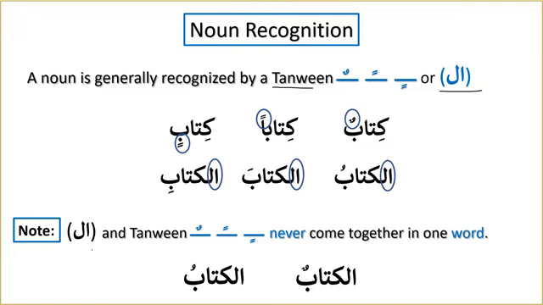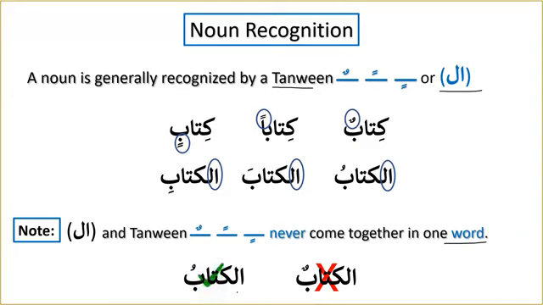Now, a very important thing that we need to know is that al and tanween never come together in one word. So for example, if we say al-kitabun, this is wrong. What is the correct way of writing it? It will be al-kitabu.